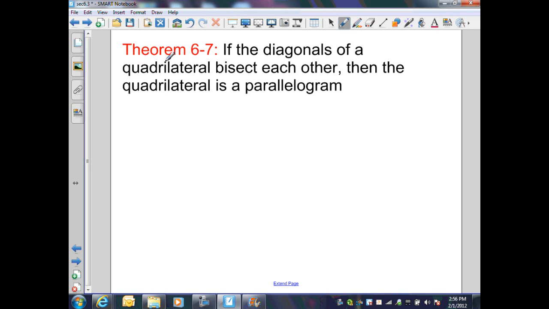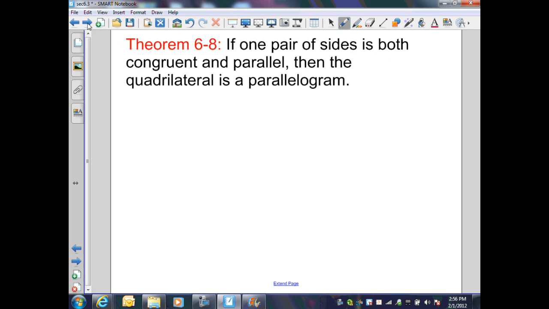In Theorem 6.7, if the diagonals of a quadrilateral bisect each other, then the quadrilateral is a parallelogram. Those are 4 previous ways to prove a quadrilateral is a parallelogram. It should seem very similar to what we have done in the previous sections. There's only one new addition that's going to seem a little different, and that's in Theorem 6.8. Theorem 6.8 says if one pair of sides is both congruent and parallel, then the quadrilateral is a parallelogram.